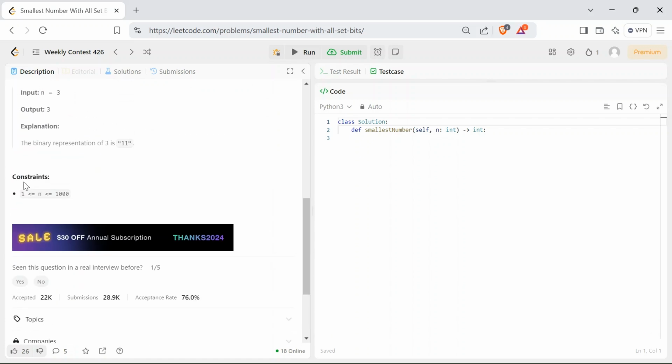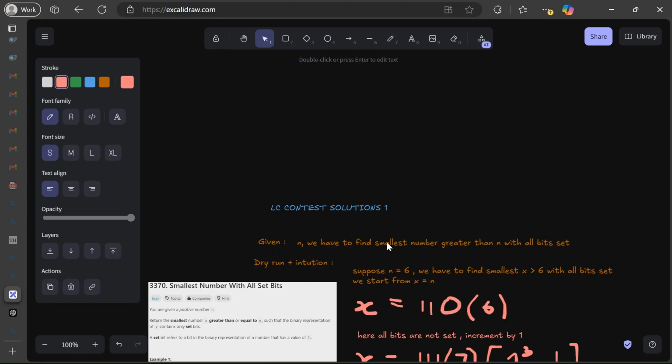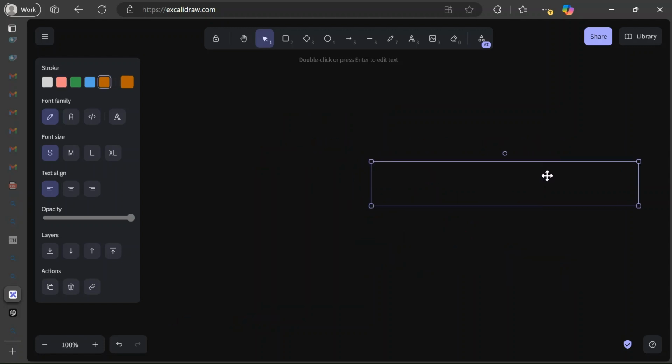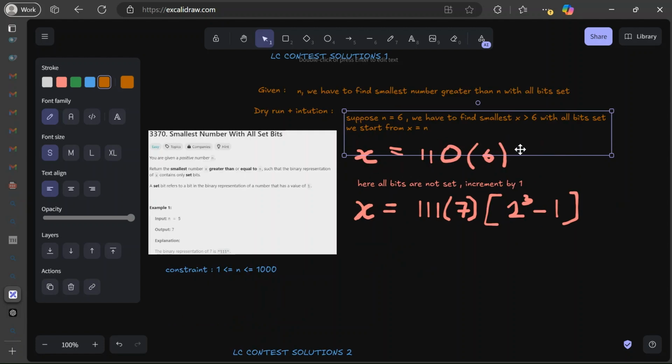Okay, so let's see the constraints. Manageable. Okay, so now let's discuss this problem in detail. We are given a positive integer n. We have to find the smallest number greater than or equal to n that has all of its bits set. Suppose n equals 6. We have to find the smallest x greater than or equal to 6 with all of its bits set. We have to start from x equals n, because we have to find an x which is greater than or equal to n.